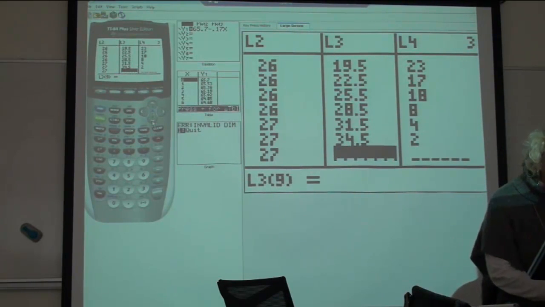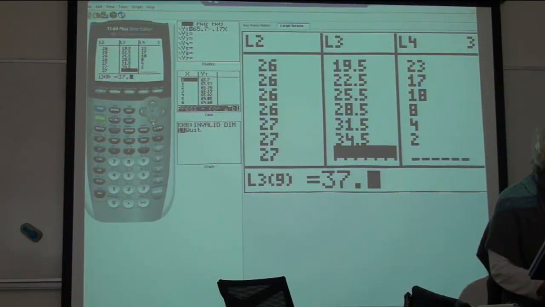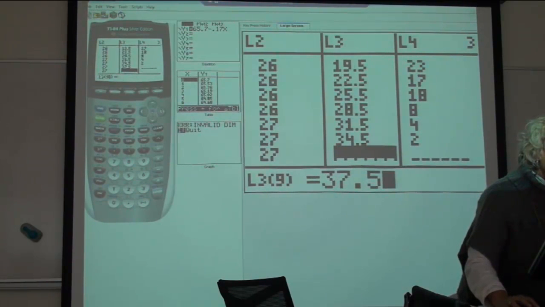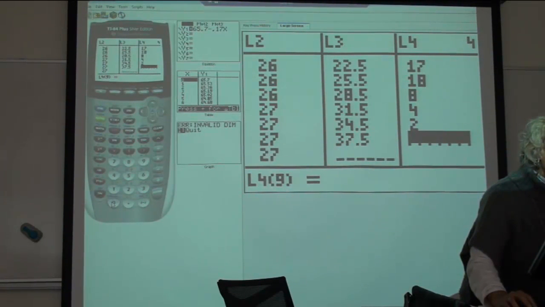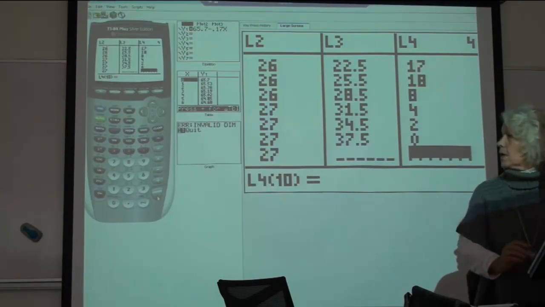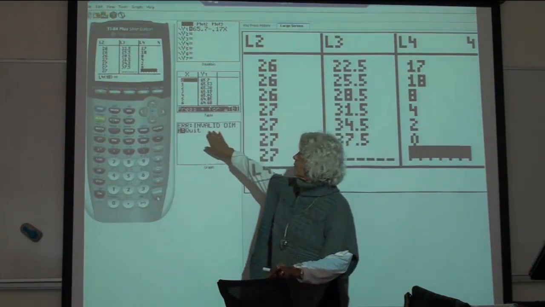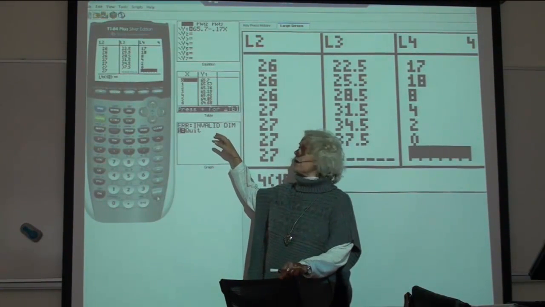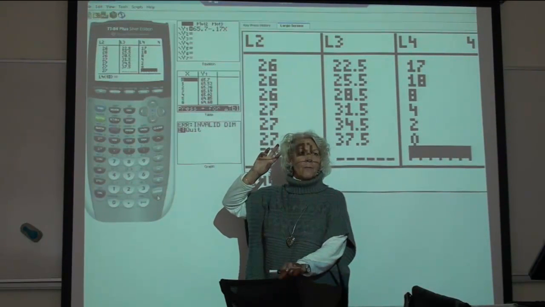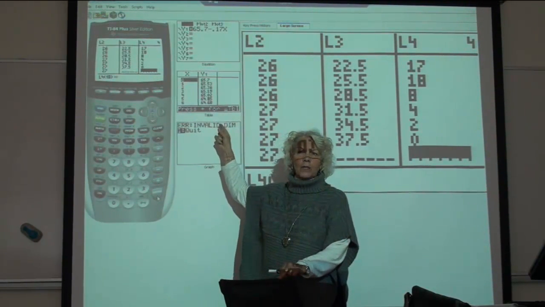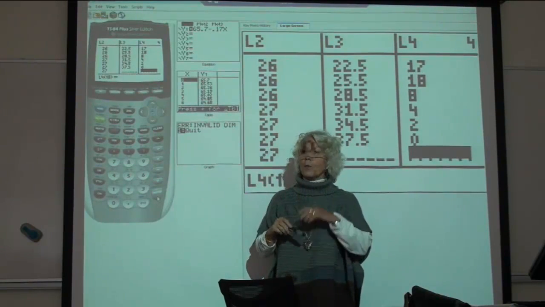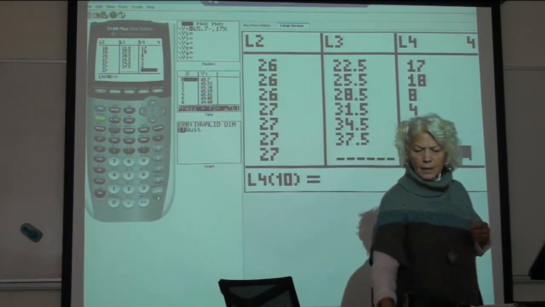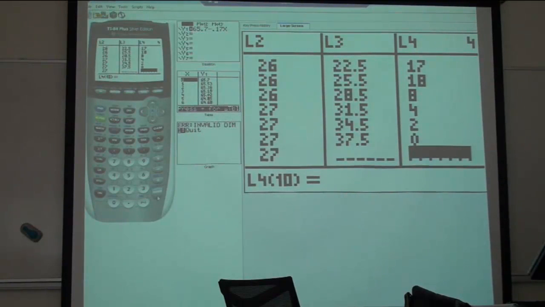I didn't make this one big enough. Do you see this message here? This invalid dim means invalid dimension. If you try to graph points and you don't have them in equal lists, it will give you this message. In this case, we're putting points on, so you do need to have the same number in list 3 and list 4. Everyone okay with the list?